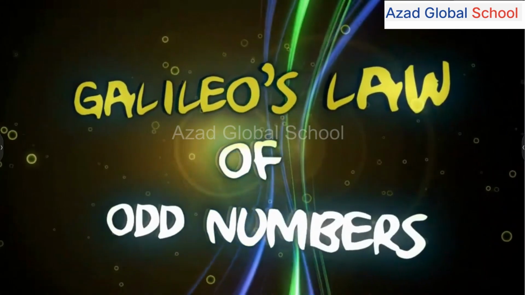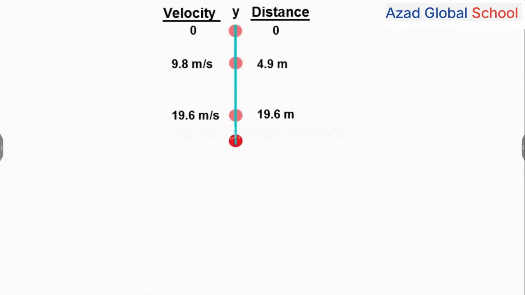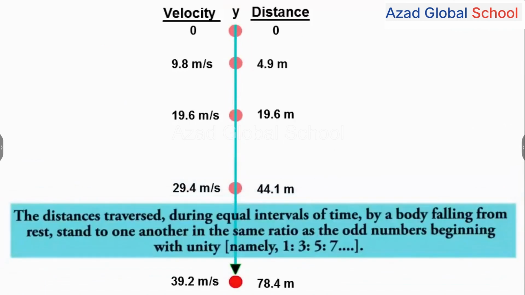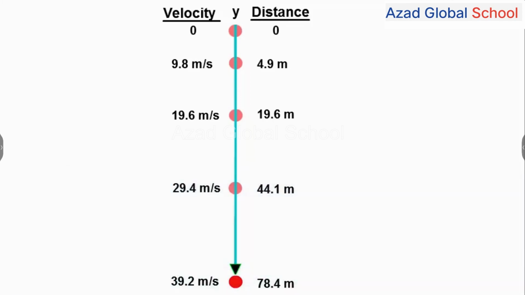Galileo's law of odd numbers states that the distances traversed during equal intervals of time by a body falling from rest stand to one another in the same ratio as the odd numbers beginning with unity. Let us see the proof of this law. Since initial velocity is 0, we have y equal to minus 1/2 gt².